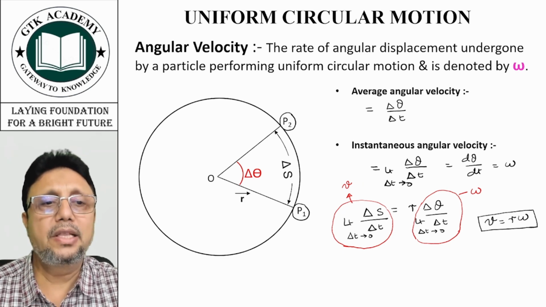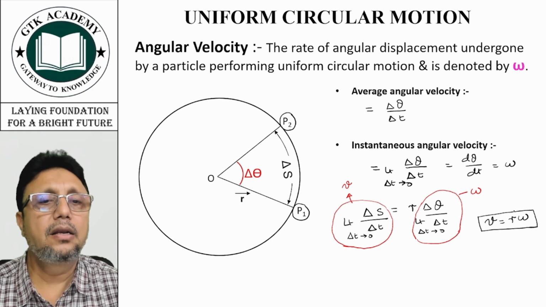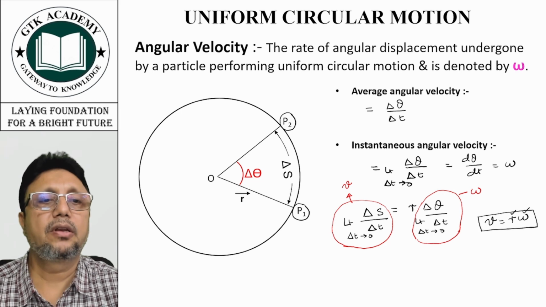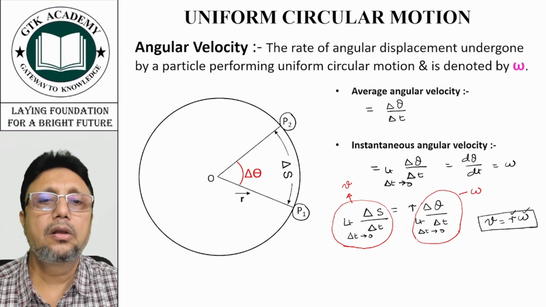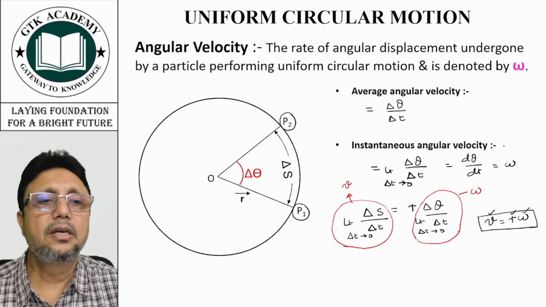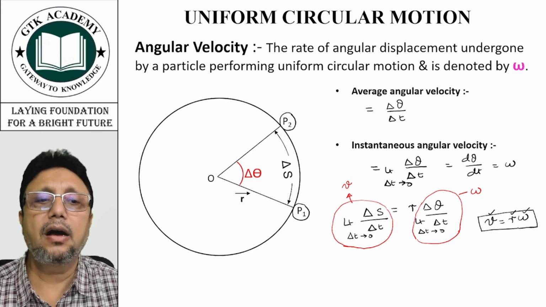But here there is one thing. R is a vector, radius vector, and omega is also a vector. That means two vectors are being multiplied. Now if two vectors are multiplied, there can be two cases. Either the product is a scalar, then it is called a dot product, or it can be a vector. If the product is a vector, then it is called a cross product. Now here the product is v, which is also a vector. That means this is a cross product of r and omega.